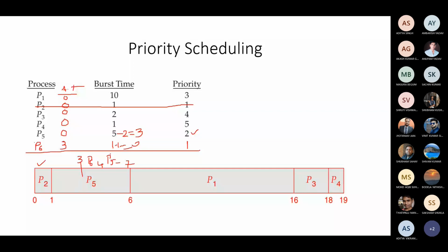Is this clear? Yes, sir. Now imagine at the 7th second there is a process P7 at arrival time 4, again with burst time 2 and priority 1. It came. Now after P6, which one will execute?